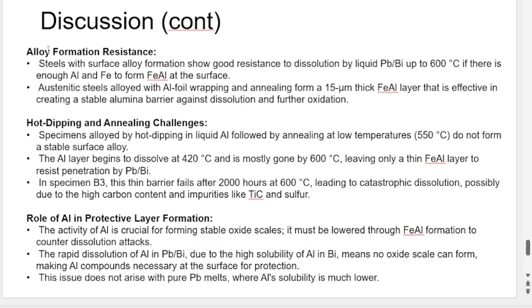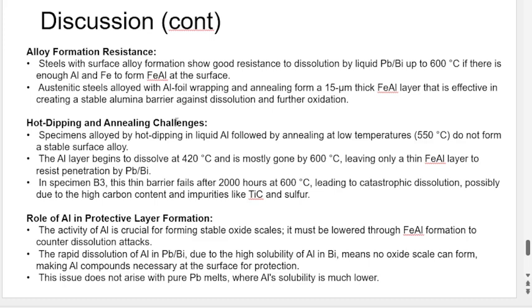And alloy formation resistance. Steel with surface alloy formation shows good resistance to dissolution by liquid PbBi up to 600 degrees C, if there is enough aluminum and iron to form iron aluminum layer at the surface. Austenitic steel alloyed with aluminum foil wrapping and annealing forms a 15 micrometer thick iron aluminum layer that is effective in creating a stable alumina barrier.